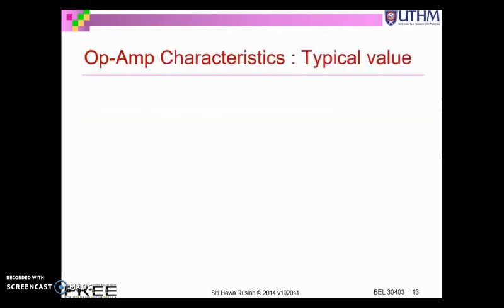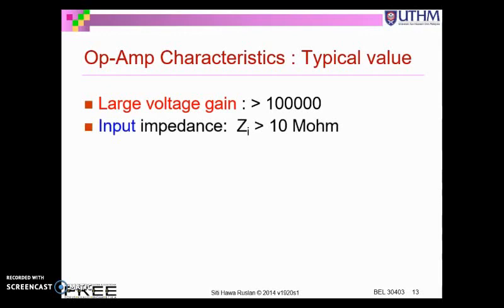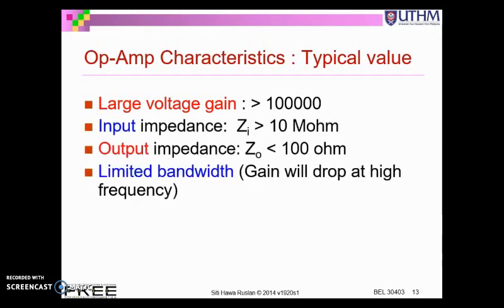But basically, you won't be able to get all those ideal characteristics. The typical value for your open loop gain is usually more than 100,000. Sometimes it could be 200,000. Okay. And as for the input impedance, it is basically about 10 mega ohm. For output impedance, it is less than 100 ohm. And the bandwidth is limited to a certain frequency, meaning that the gain will drop at a very high frequency.